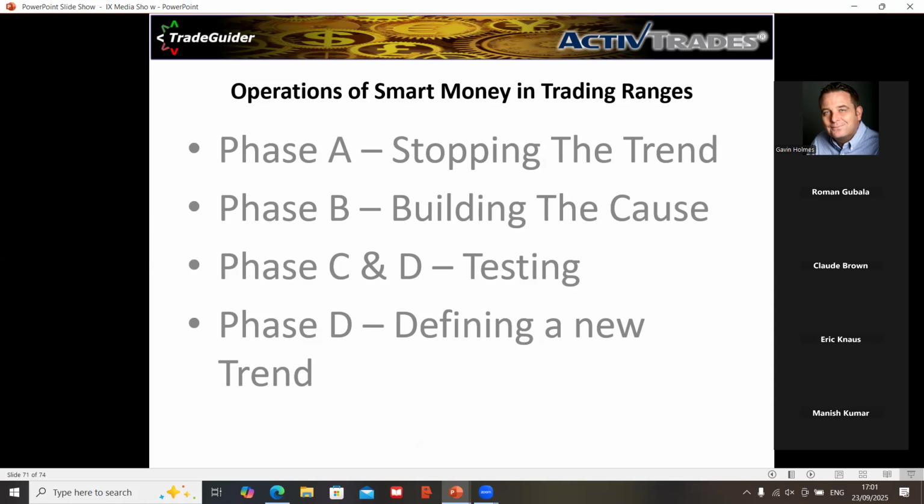And then you define a new trend. Now, defining a new trend, great example. Which time frame? 1 minute, 3 minute, 5 minute? Of course, that's why we developed the software. You can look at multiple time frames, and so you should.